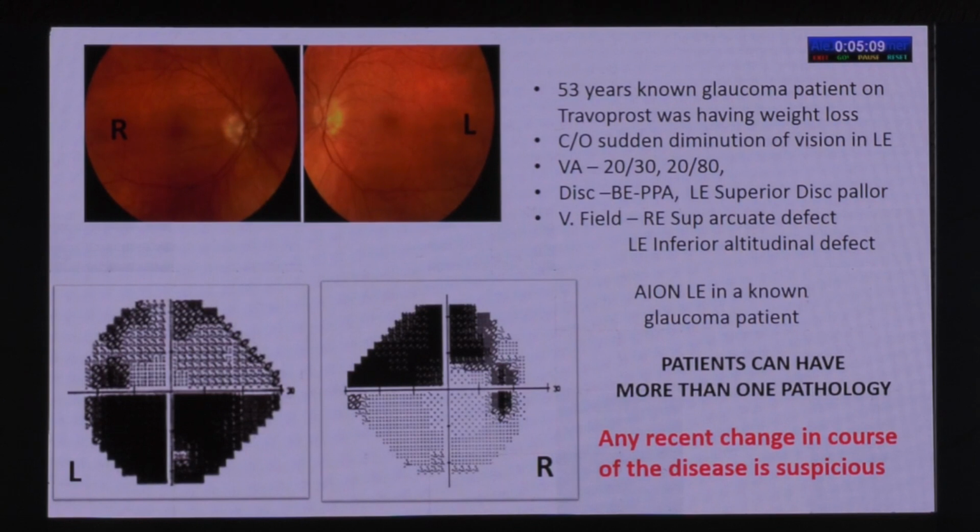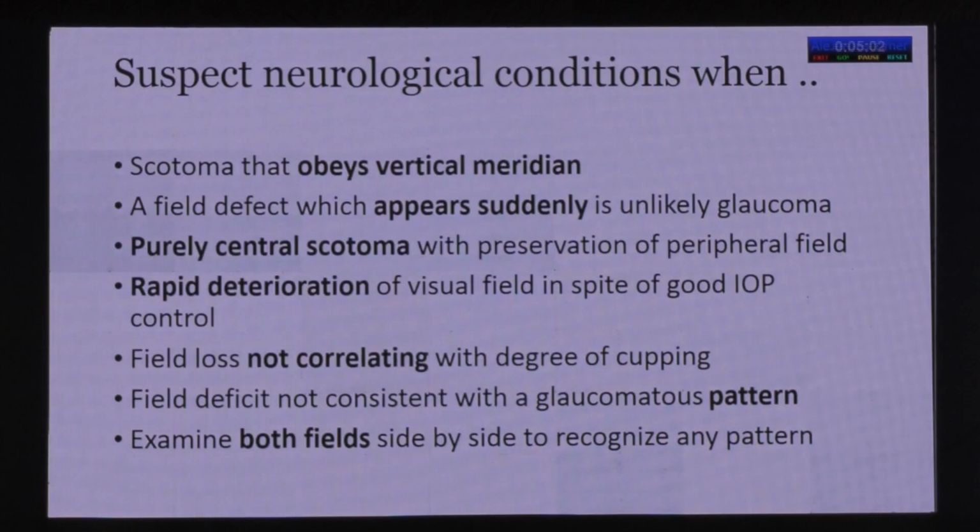And here the immediate diagnosis is very important, because usually the arteritic variety is due to giant cell arteritis, which is an ophthalmic emergency. So you should suspect neurological conditions when the scotoma obeys the vertical midline, because glaucoma always obeys the horizontal midline. A field defect which appears suddenly is unlikely to be glaucoma, because glaucoma is a chronic process, and a purely central scotoma with preservation of the peripheral field again is non-glaucomatous. Rapid deterioration of visual field in spite of good IOP control suggests some compressive lesion or some other condition, which is again not glaucomatous.